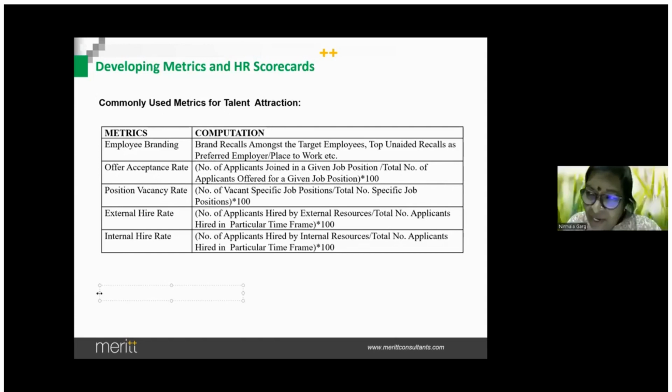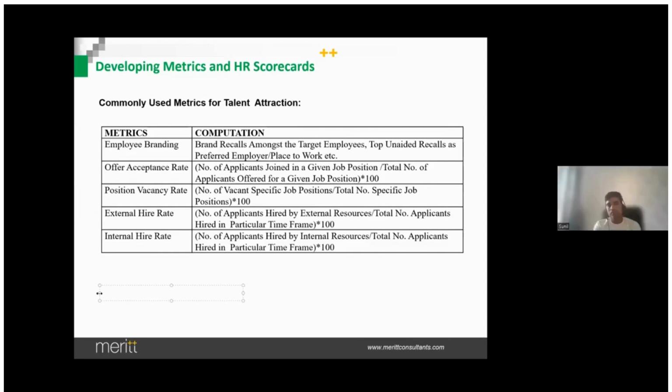If a position is vacant and I'm not able to get talent for 6 months, all those positions which are not getting fixed, time to fill, say 30 days or 45 days is my target, then I can ask why am I not achieving it? Second, I can also track external hiring rate. If I'm not able to attract a lot of people externally, that also is an indicator that I'm not able to attract talent.